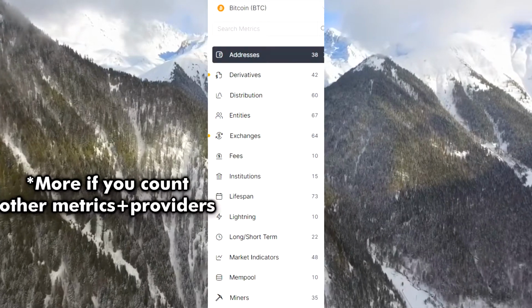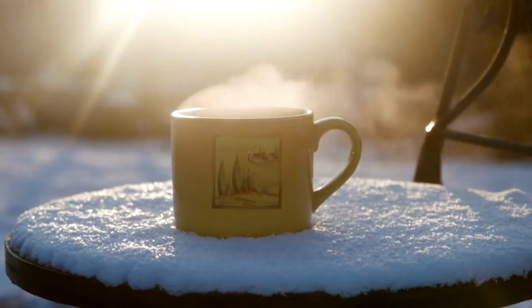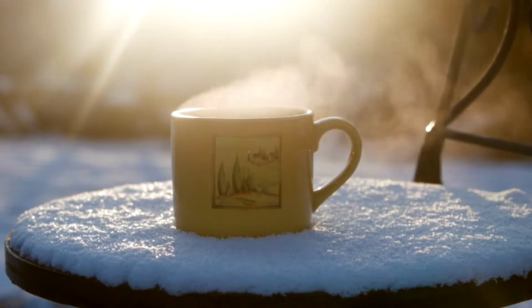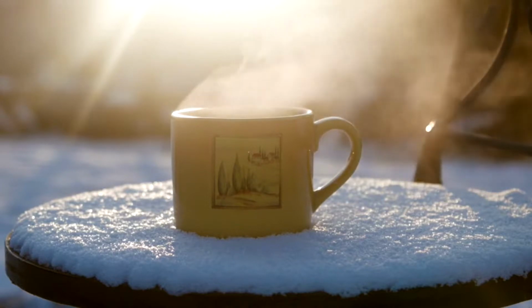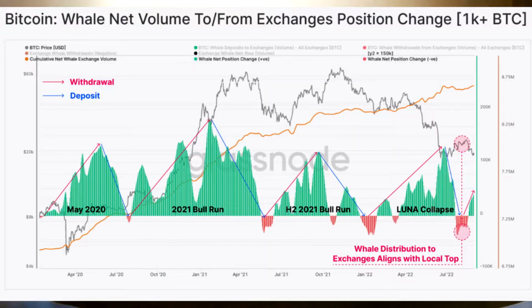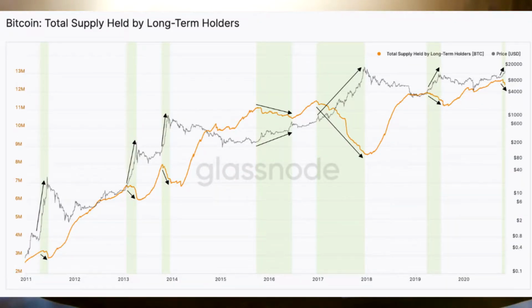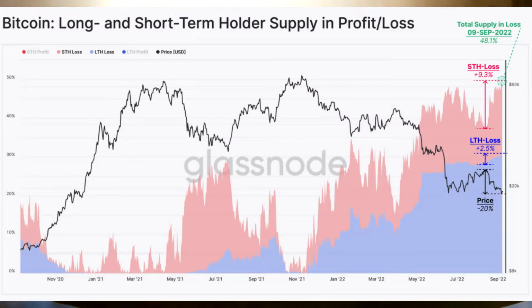There are 817 metrics on Glassnode alone, but the recurring terms you'll see in on-chain analysis reports regarding Bitcoin specifically, and graphs that are the most important, are accumulation and distribution, whales wallet inflows and outflows, exchanges inflows and outflows, short-term and long-term held coins, profit and loss of STH, LTH, and whales.